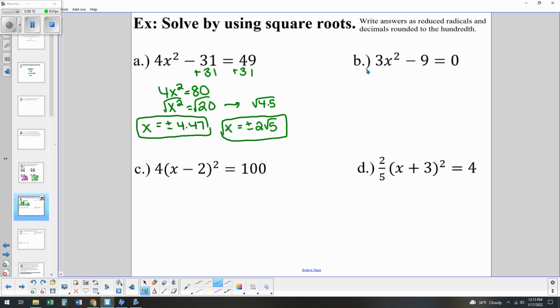So let's look at B. Add the 9 first, so 3x squared equals 9. Divide both sides by 3, so x squared equals 3. I can go ahead and take the square root. So x is going to equal positive or negative. This cannot go any further. The only things that multiply to give me 3 are 1 and 3, so it stays as the square root of 3. And if I wrote it as a decimal, that'd be 1.73.